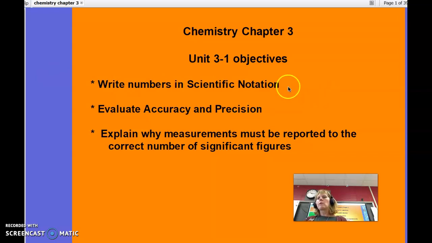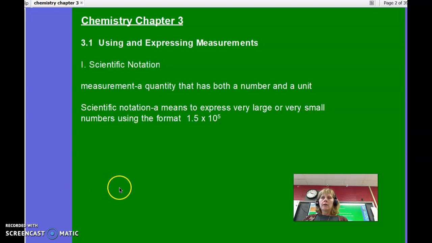So we're going to review how to write numbers in scientific notation. We're going to talk about accuracy and precision and what that means in science. And then we're going to explain why measurements must be reported to the correct number of significant figures and actually what that means when I say significant figures. But first, a quick review of what it means to measure something and a quick review of scientific notation.